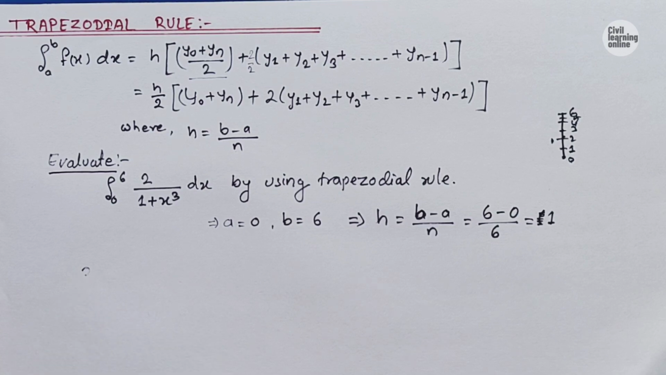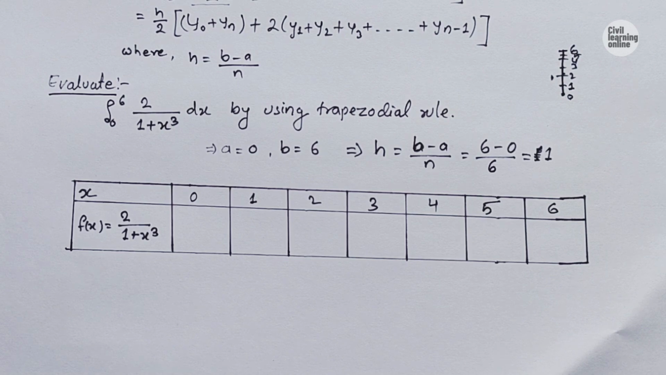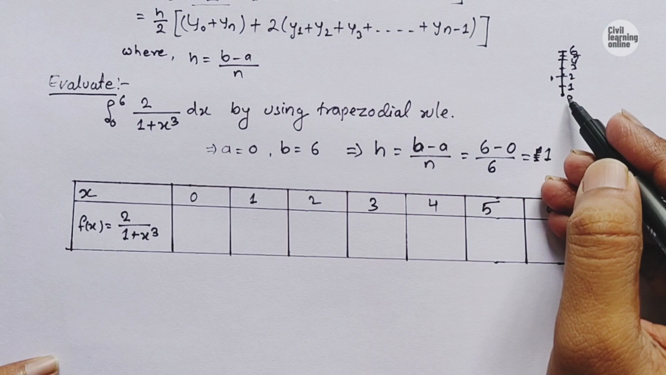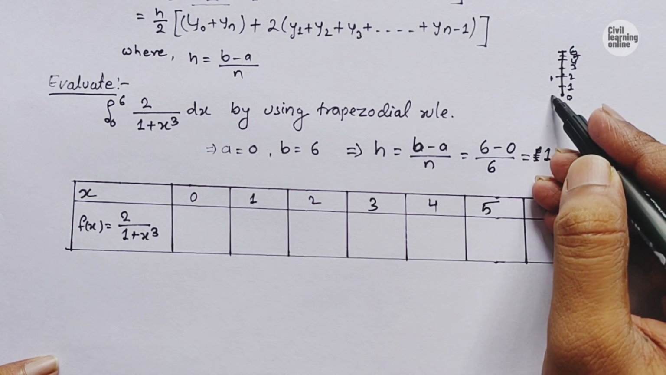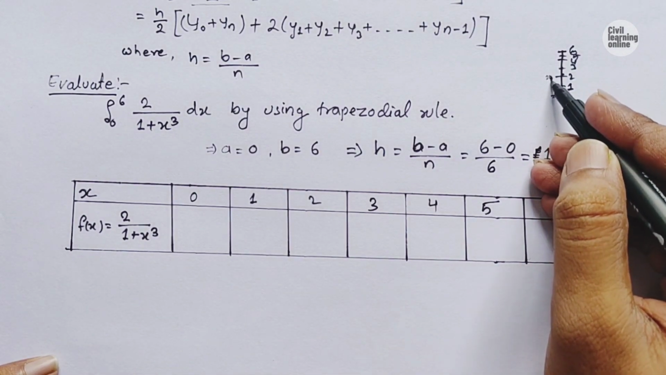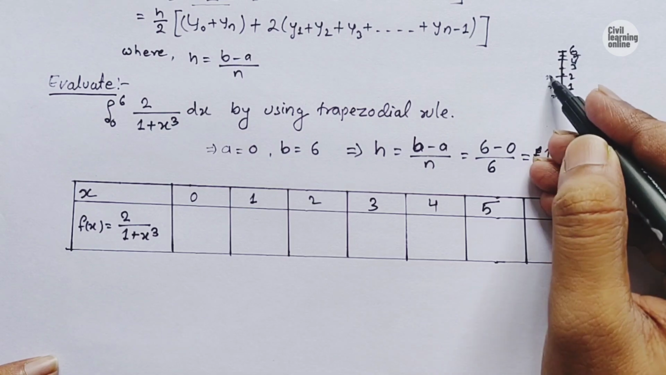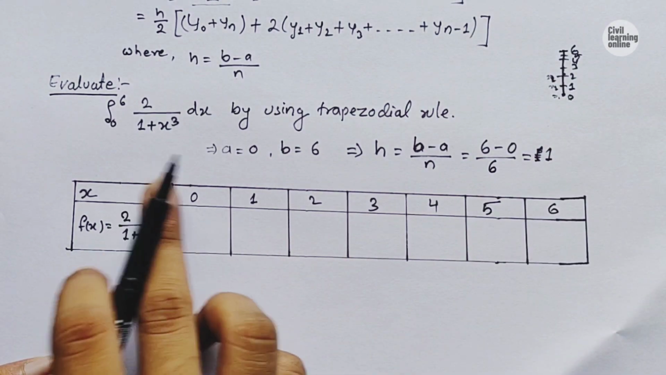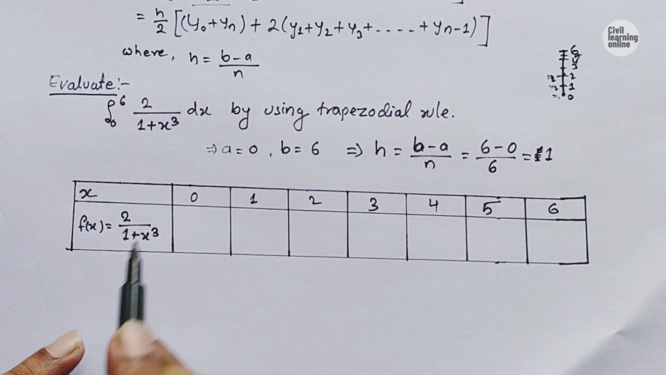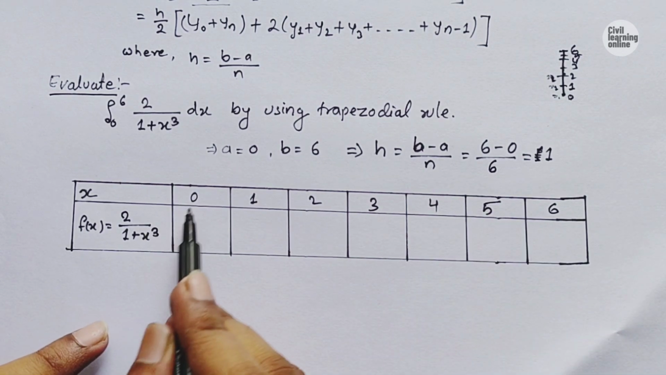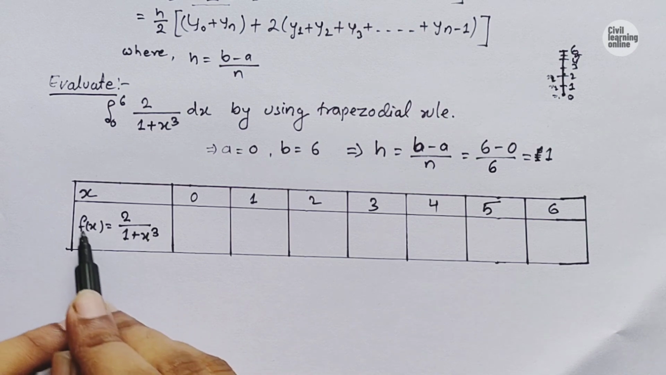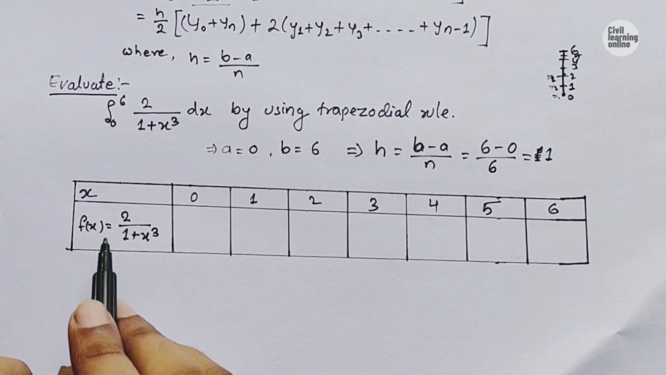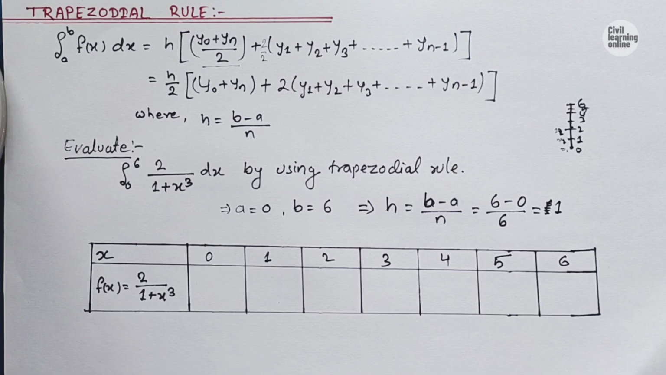Let us draw a table. So guys, here is a table, and see here guys, these are the intervals. Here this is at 0, which means this is x naught. Similarly x1, x2, x3, x4, x5, x6, and these are represented here. Now what we need to do is put the corresponding value of x in this term, f(x) equals 2 by 1 plus x cube, and after putting that we will get the value of y. Calculate the value of f(x).